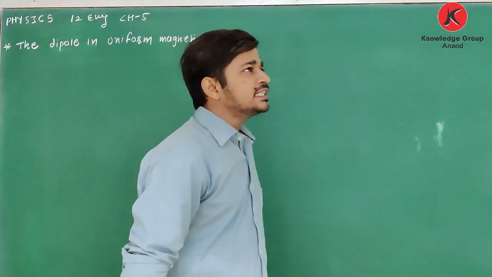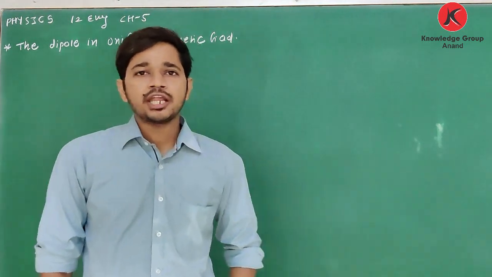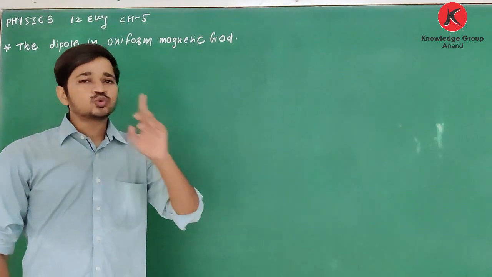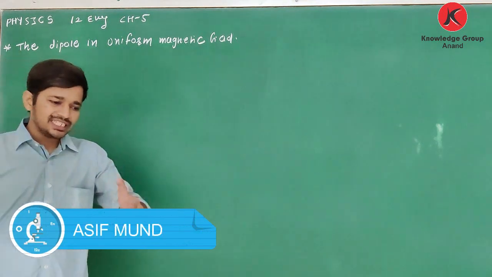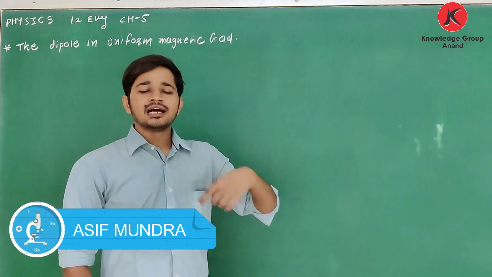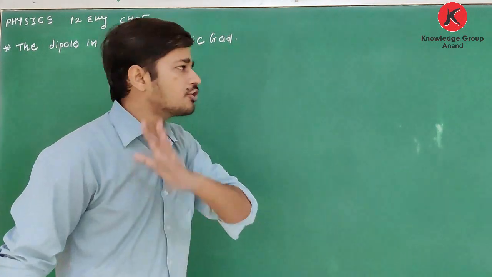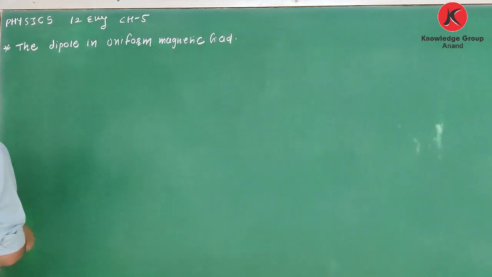Chapter 5, Magnetism and Matter. In the last lecture we discussed that a solenoid is equivalent to a bar magnet. Solenoid means a helical coil having current flowing through it. In chapter 4 we obtained one equation, if you remember.